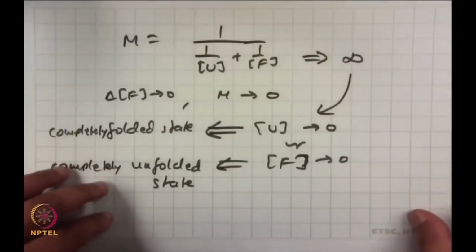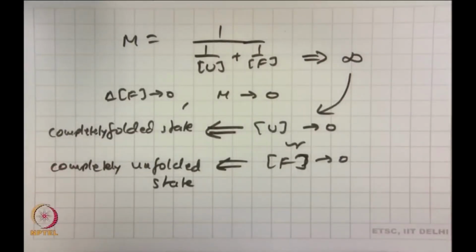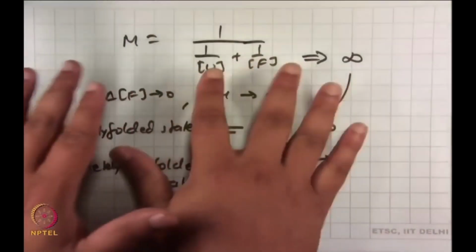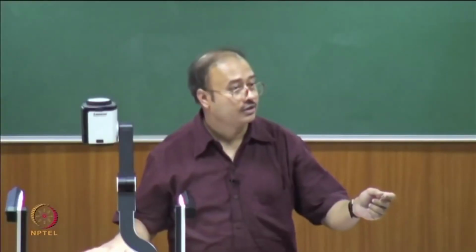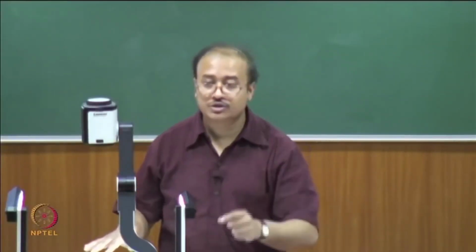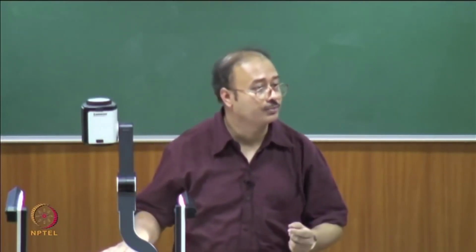Now the other important aspect was the last thing we were discussing. What about m? What is the dependence on m like? So when can m be 0? m can be 0 if it is 1 by infinity, that is, the denominator is infinity. The denominator is comprised of two terms, the reciprocal of the concentration of the unfolded state and the reciprocal of the concentration of the folded state. So even if one of these goes to infinity, that means if concentration of U is equal to 0 or concentration of F is equal to 0, then the denominator goes to infinity straight up.